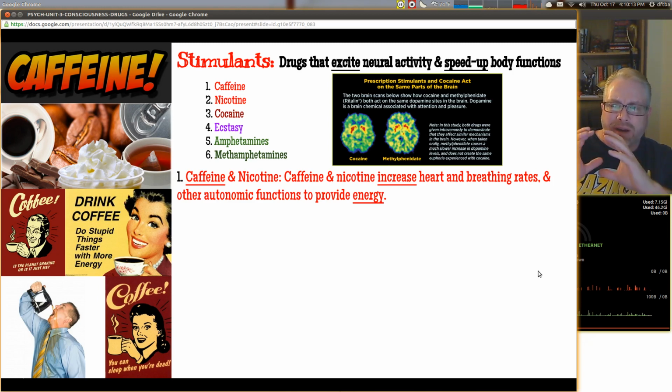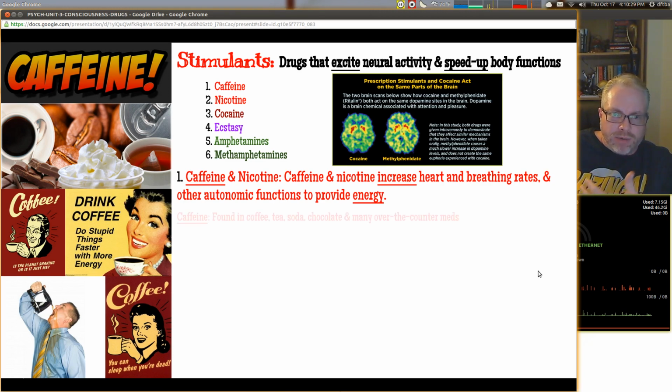But a stimulant like caffeine can produce effects to kind of jolt you and get you going in the morning, and that's how most people use it. Nicotine, though, I'm pairing up with this because it's very similar, with the same kinds of impacts on your body. Caffeine and nicotine increase the heart and breathing rates and other autonomic functions to provide energy. Those are functions you don't have much control over, so this gives them a boost.